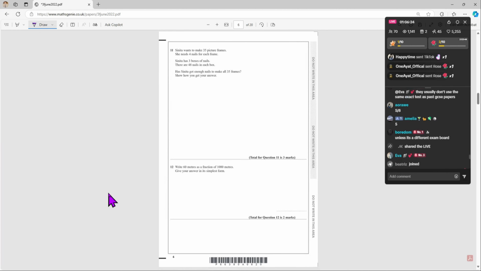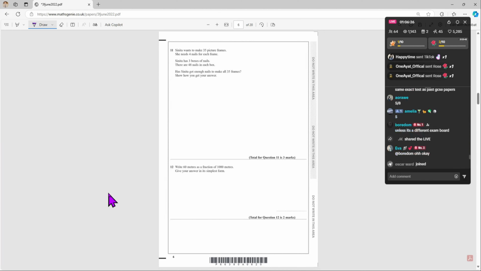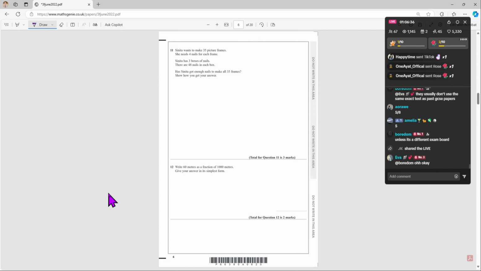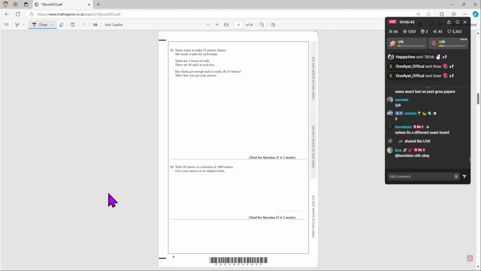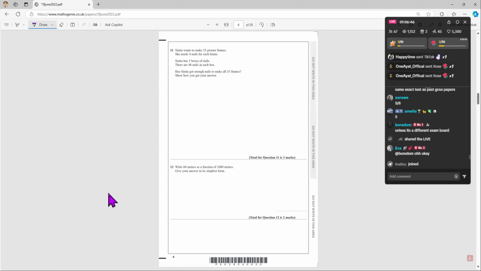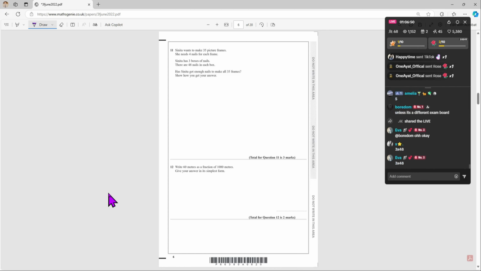So Sanita wants to make 35 picture frames. She needs 4 nails for each frame. Sanita has 3 boxes of nails. There are 48 nails in each box. Has Sanita got enough nails to make all 35 frames? Show how you got your answer.